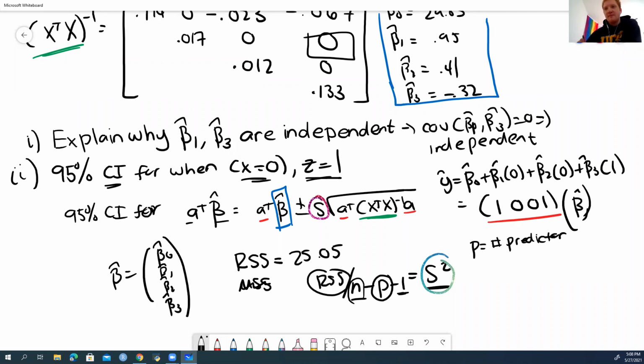So that's why usually it's denoted as N minus P minus 1, because P is each actual predictor, and then you do the minus 1 for beta 0. So it's going to be N minus 4 on the bottom. It's N minus 3 minus 1, so N minus 4.